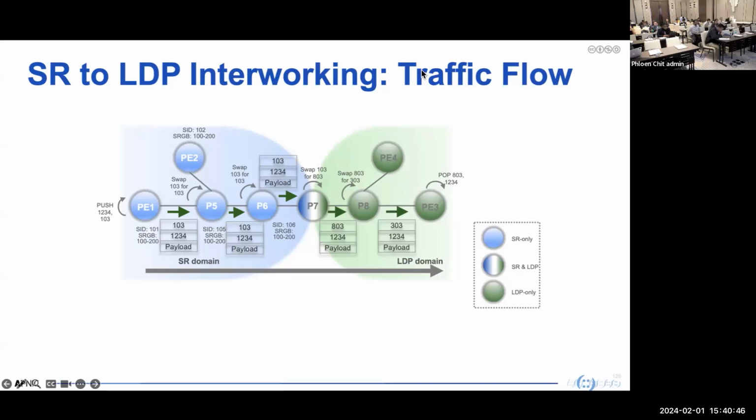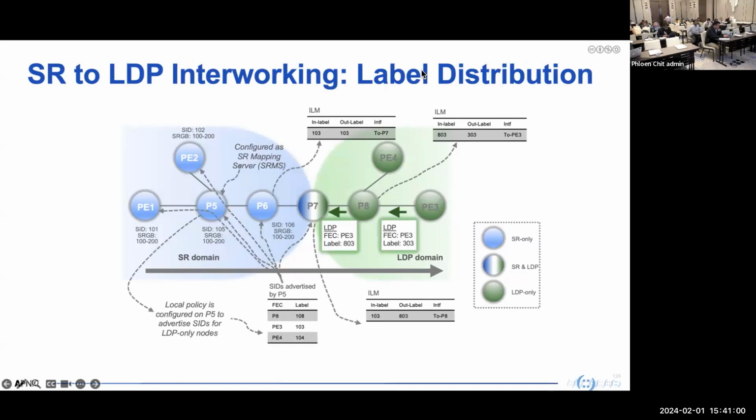This part will be segment routing labels, and then this part will be LDP labels. And then here, P7 will swap from this one to this one. The reason why all the routers can know the labels is that P5 is a segment routing mapping server, which advertises the label on behalf of those nodes that are not in the segment routing domain.